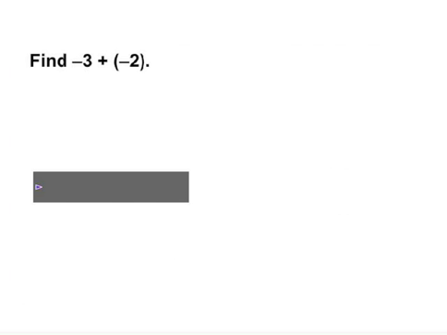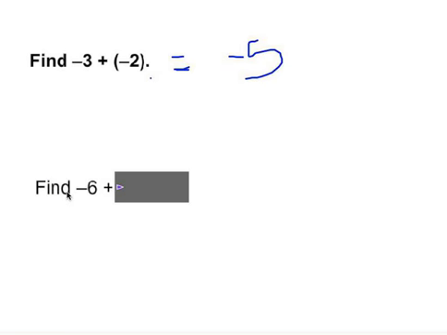So a few practice problems. Alright, so if I were to do negative 3 plus negative 2, I see that the signs are the same. So negative 3 plus negative 2, that's going to be negative 5. Now if I want to do negative 6 plus negative 3, same story, I see that the signs are the same. 6 and 3 make 9, but since they're both negative, my answer is going to be negative.